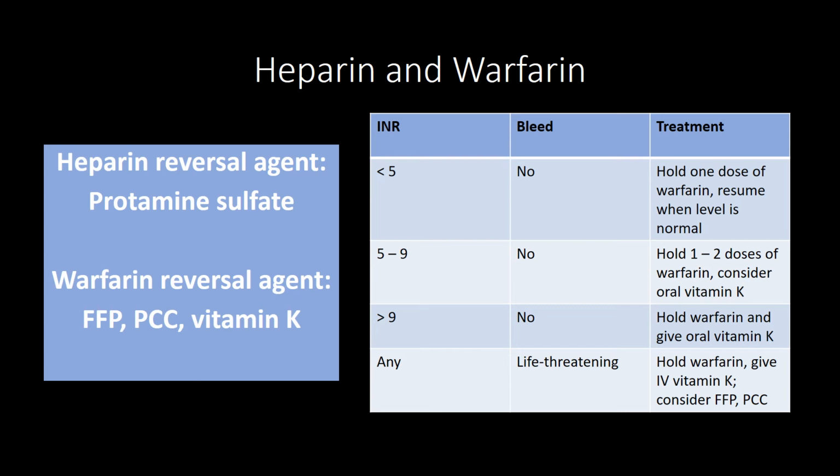You want to consider oral vitamin K. Greater than 9, you hold warfarin and give oral vitamin K. And then if there's any bleeding, hold warfarin, give IV vitamin K. Consider fresh frozen plasma and K-Centra.